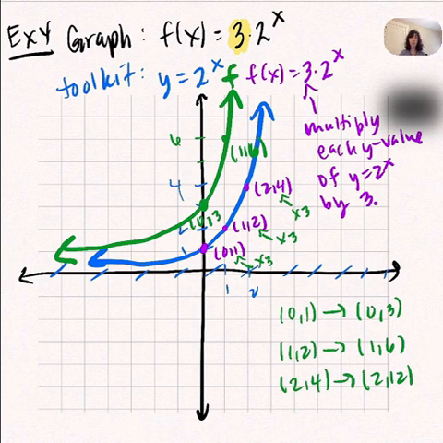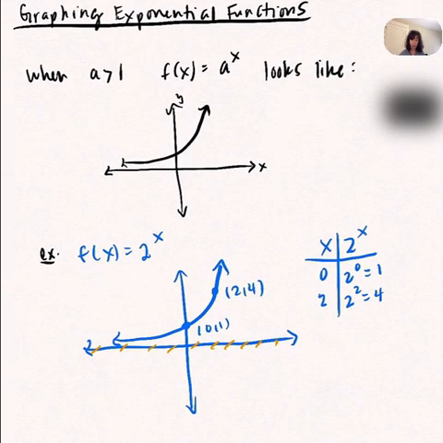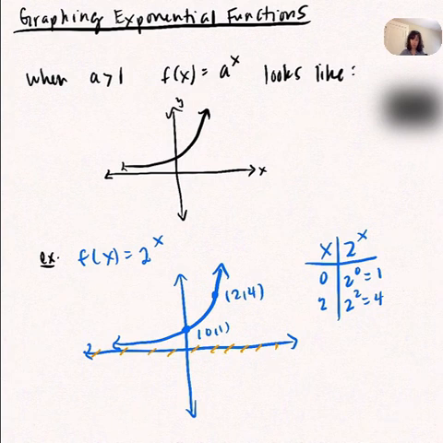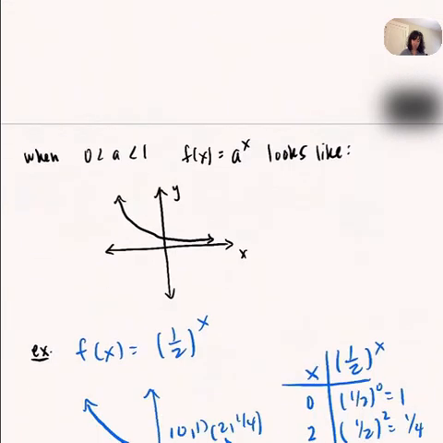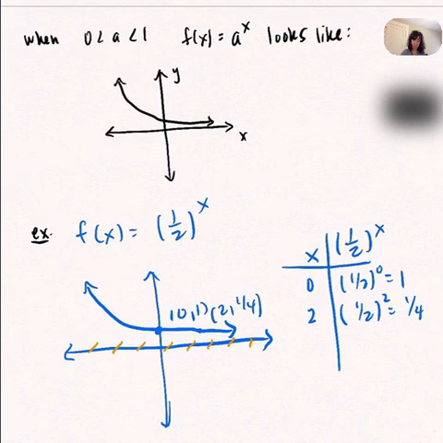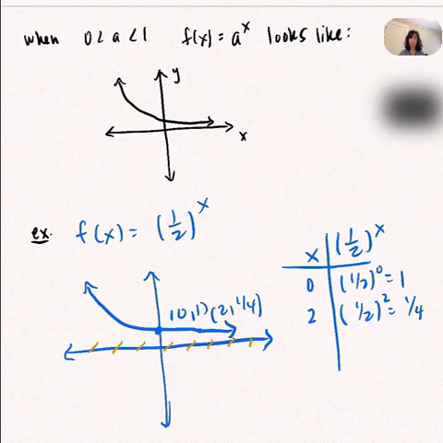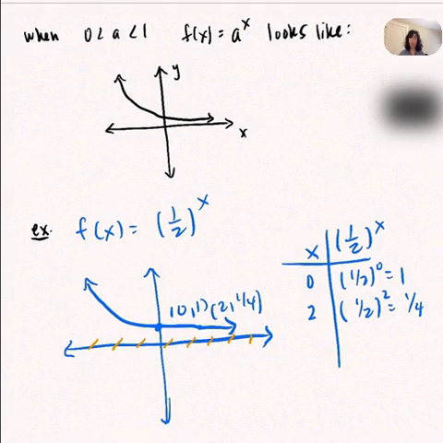So the key way to do these graphs of exponential functions is to, let's summarize. Memorize what a general exponential function looks like for a is bigger than 1 or a is less than 1. And then use toolkit functions and transformations to graph more complicated versions of these.